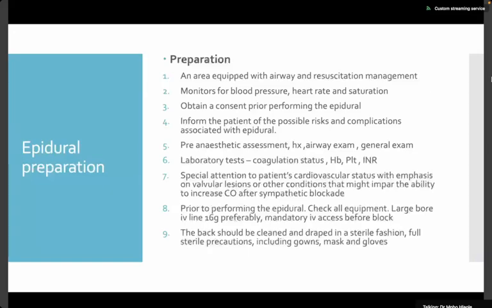Explain what they should expect when the epidural starts working and how you're going to test it. You need to explain to them their legs might work, but the pain might not be there. You need to explain to them the complications that are associated with epidural. You also do a pre-anesthetic assessment where you take a history, you do an airway exam, and you do a general exam. You need to take laboratory tests as well, coagulation status, you take your hemoglobin, your platelets, your INR.